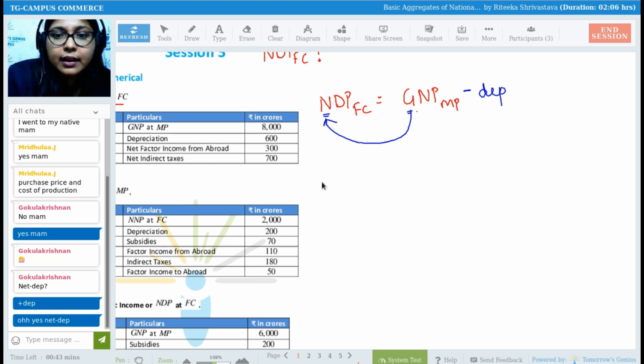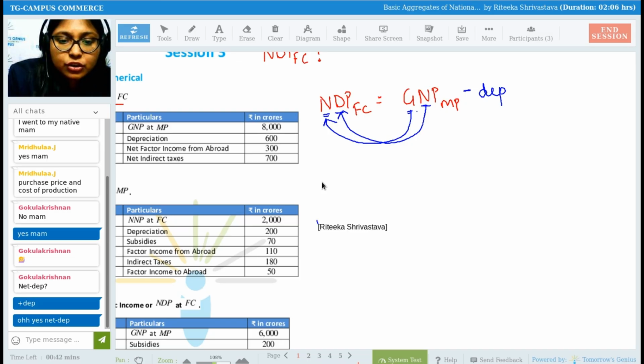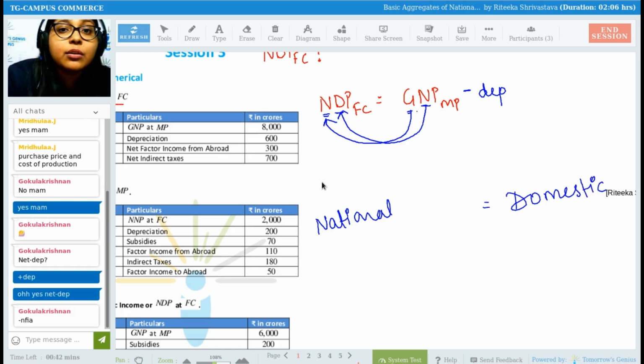Next term is N, and here it is D. So now you have to go from net to D, national to domestic. What do we do to go from national to domestic? National value you have, but you want domestic value. That means the goods which are only produced within the economic territory. So what you will do from national to domestic?